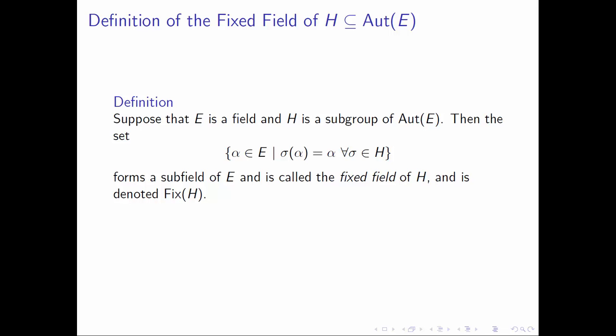Now a similar definition, or a very useful dual, so to speak, is the definition of a fixed field of an automorphism group of a field. Suppose that E is a field and H is a subgroup of the automorphism group of E. Then we can look at the set of field elements that are fixed by every automorphism that belongs to H. So sigma of alpha is equal to alpha for all sigma in H is how we write that formally. Then the collection of such field elements forms a subfield of E, and it's called the fixed field of H, and we denote that by Fix(H).